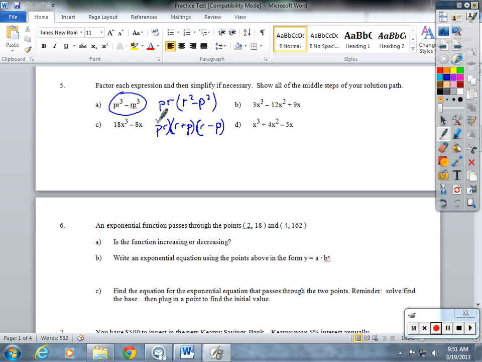This pr out here that you did first doesn't go anywhere. All right, here you've got to factor a 3x out first. Here you've got to factor an x out first. And then it should be just your factoring trinomials that you have from before.